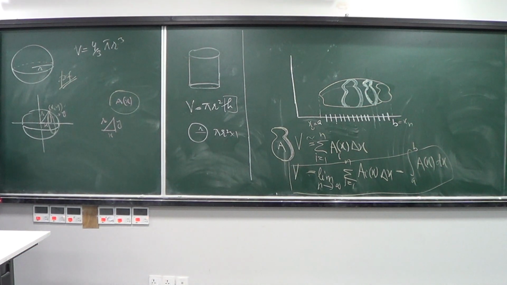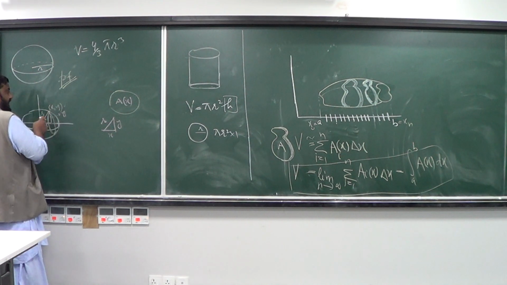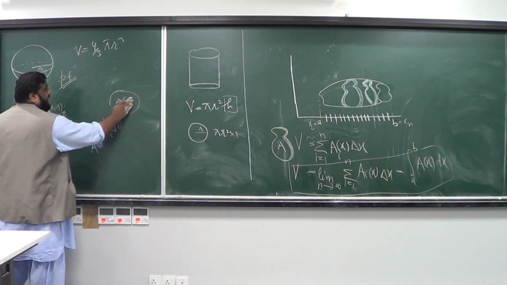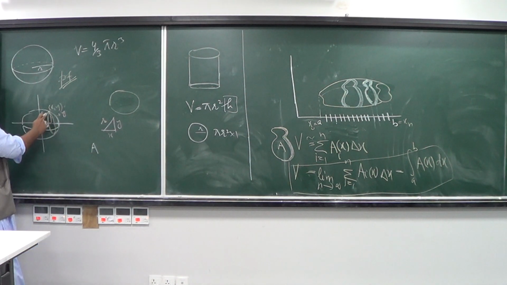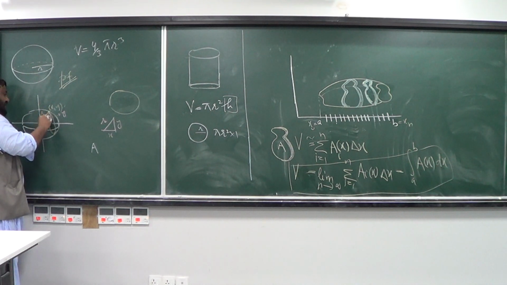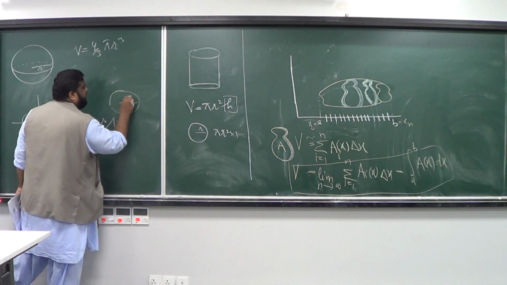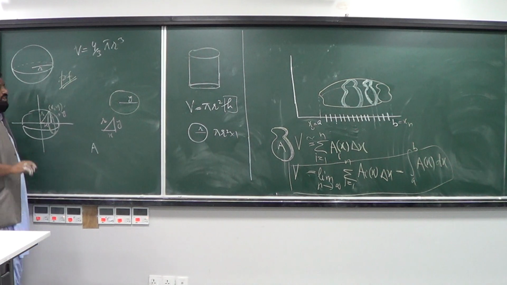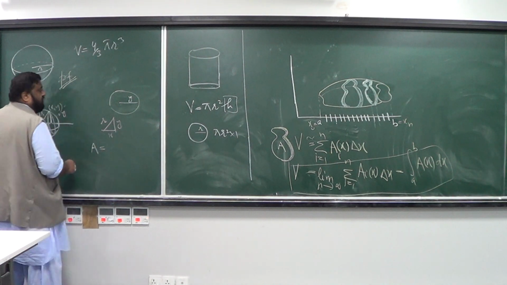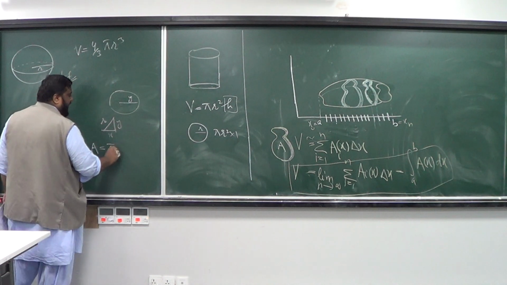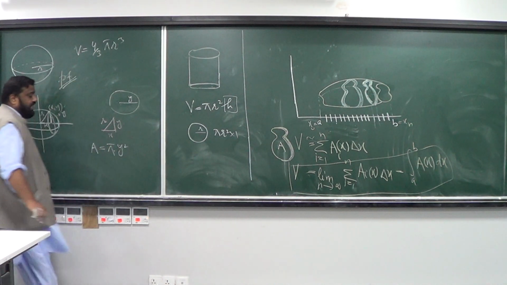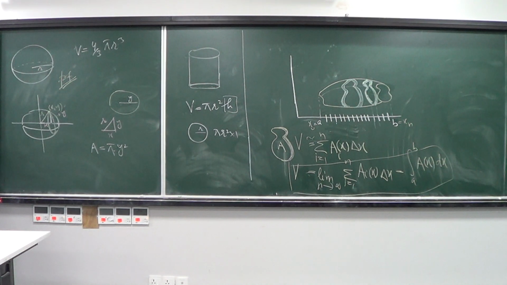In terms of x, I know the area of the disk is going to be what? By the way, what is the radius of this disk? Keep in view that the radius of this disk is not r, it's this height. And what is this height? It is y. So y is the radius of the disk, and the area of the disk is going to be pi y square.